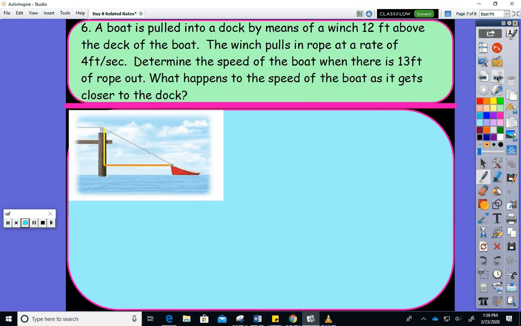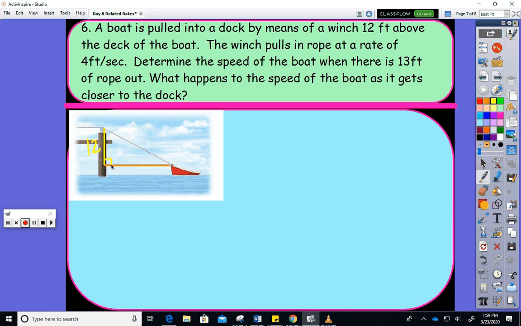All right, one last problem on this video portion. A boat is pulled into a dock by means of a winch, which is 12 feet above the deck of the boat. Now that means my yellow piece, and I don't know if I can color in yellow and you'll actually be able to read it, but that would be 12 right there, and that is a right angle, so I'll mark that. The winch is 12 feet above the deck of the boat. The winch pulls in rope at a rate of 4 feet per second.